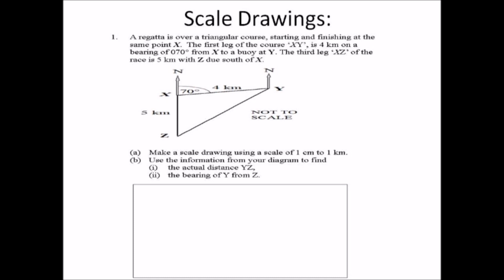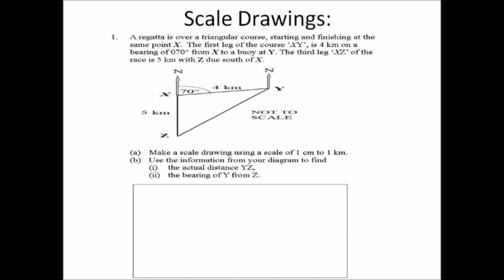And that diagram shows that. A, make a scale drawing using a scale of 1 centimeter to 1 kilometer, and then use the information from your diagram to find 1, the actual distance YZ, and 2, the bearing of Y from Z. So go ahead, do your scale drawing. Remember, you need your protractor. Use your protractor and do that angle of 70 degrees, and then draw a line going across, and then draw a line going down. Using the scale, 1 centimeter is 1 kilometer.